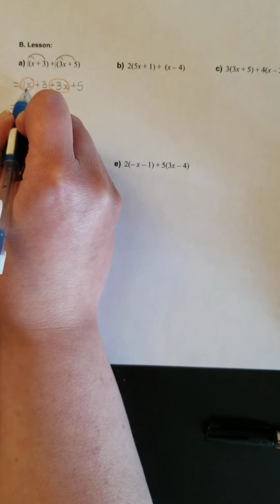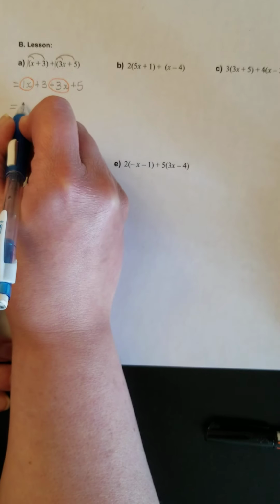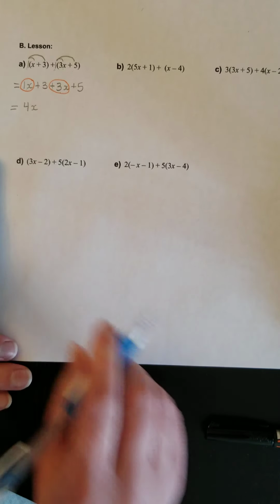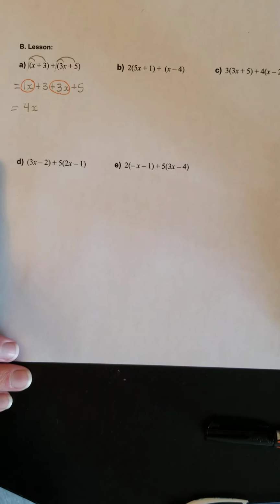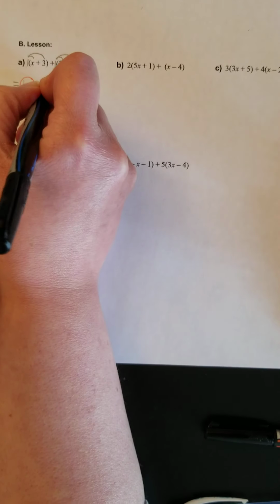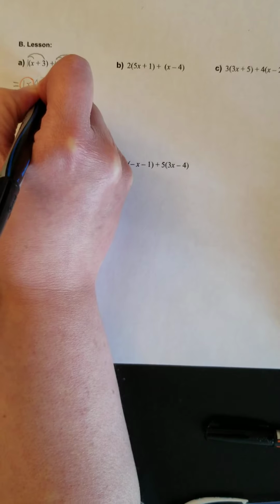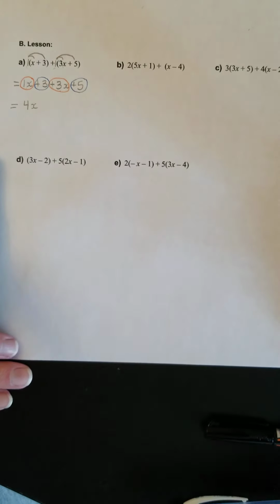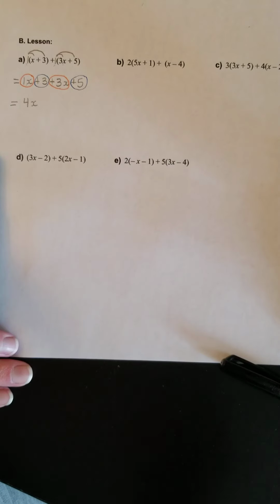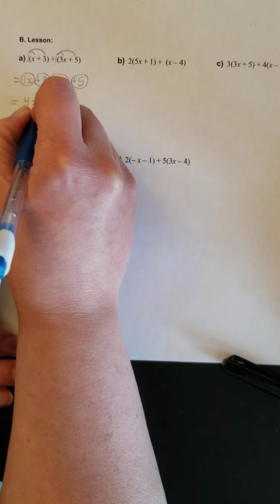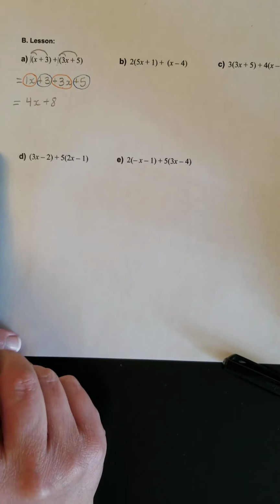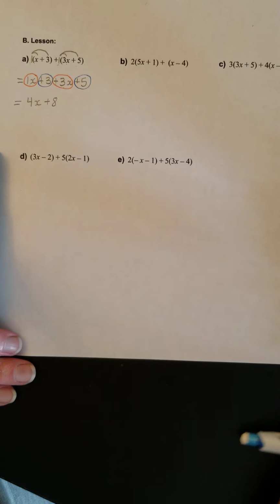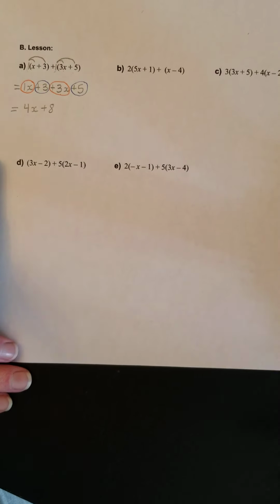So I have 1x plus 3x gives me 4x's. And then I'm going to look at the just number terms. So I have a plus 3 and a plus 5. So if I have a positive 3 and I add 5 more, I've got plus 8. Okay, so pretty straightforward. It's just the one extra step of distributing before you do your like terms like you did yesterday.